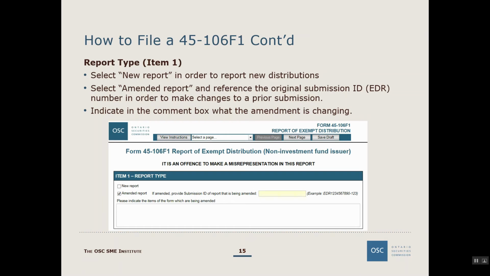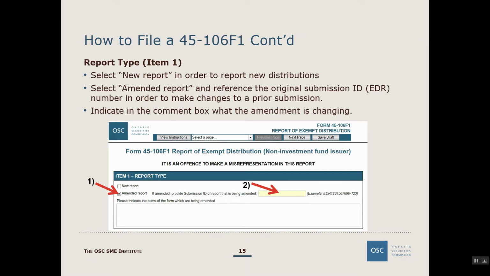If you are filing a new report, select New Report. If an error was made when you initially filed the form, you must file an amended form by selecting Amended Report in Item 1 of the e-form. You must reference the original submission ID or EDR number in the box provided to the right. Note that if you are filing a second amendment, the first amendment will then be entered in this box as a submission being amended. Please do not select New Report when filing an amended submission.